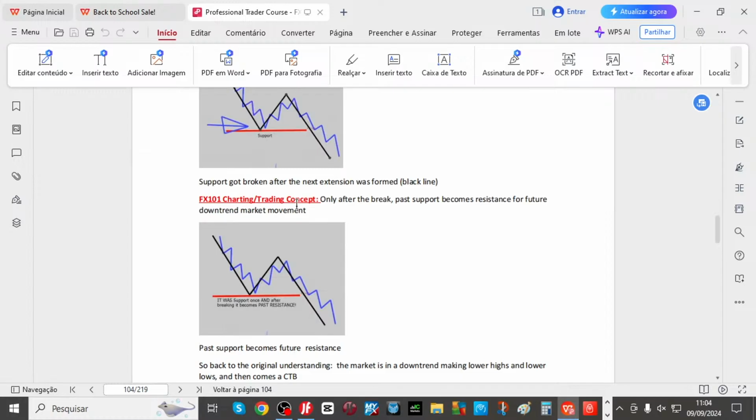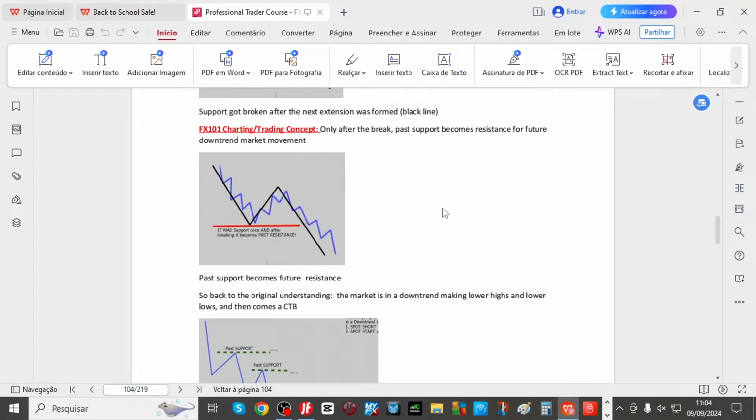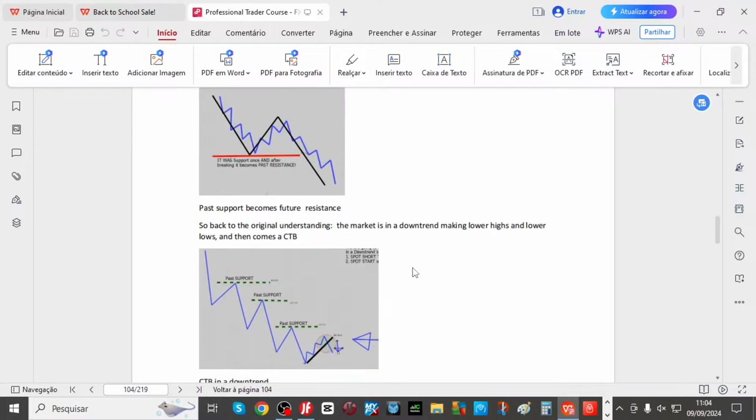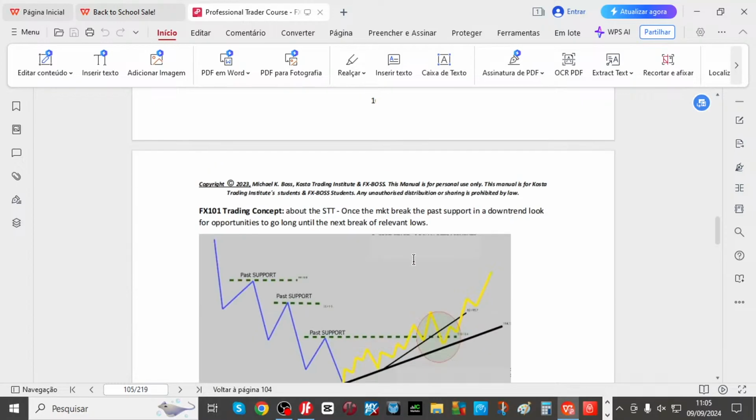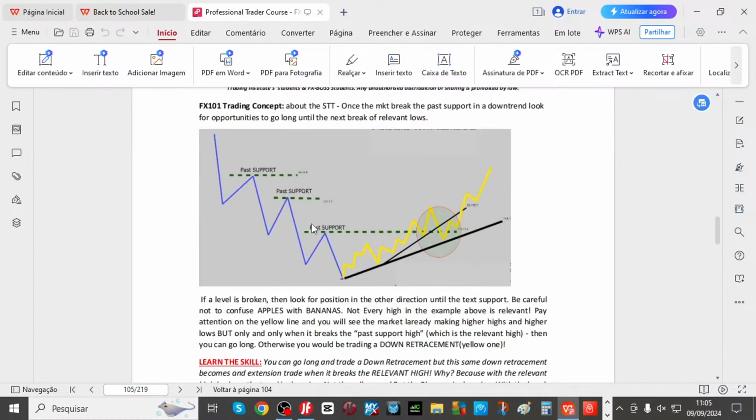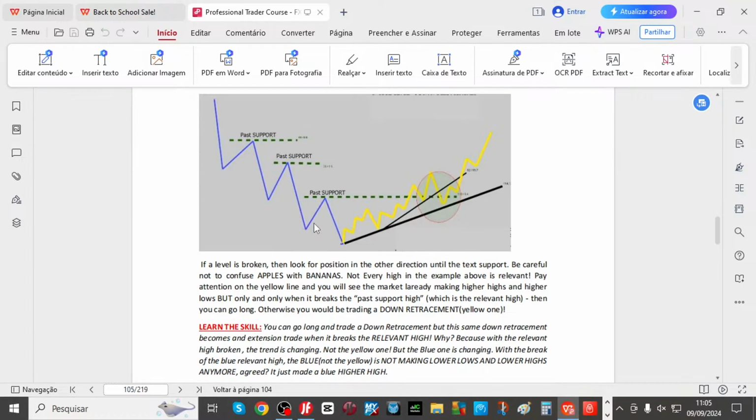Forex course 101 charting trading concept. Only after the break, past support becomes resistance for future downtrend market movement. It was support once, then it broke, it became a resistance, all good. Trading concept about the short-term trend. Once the market breaks the past support in a downtrend, look for opportunities to go long until the next break of relevant lows. If a level is broken, then look for positions in the other direction until the next support.